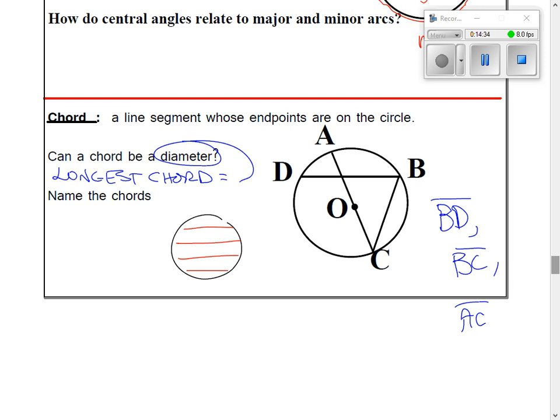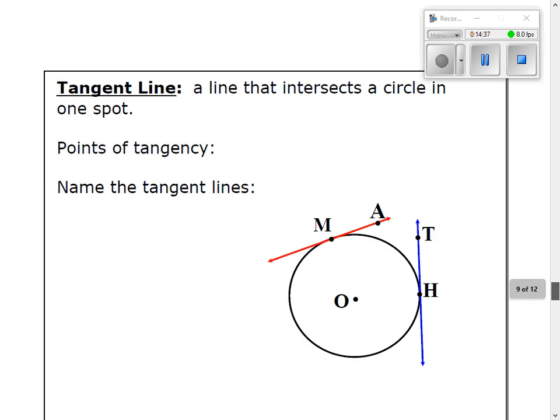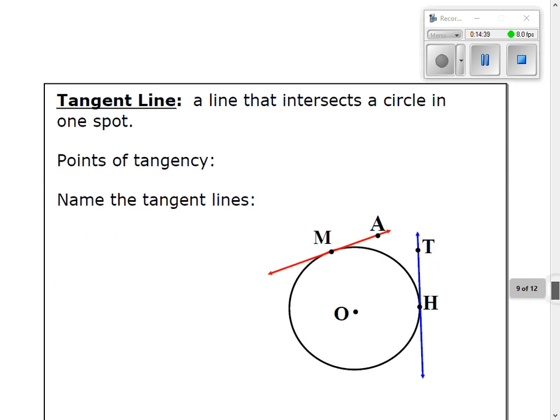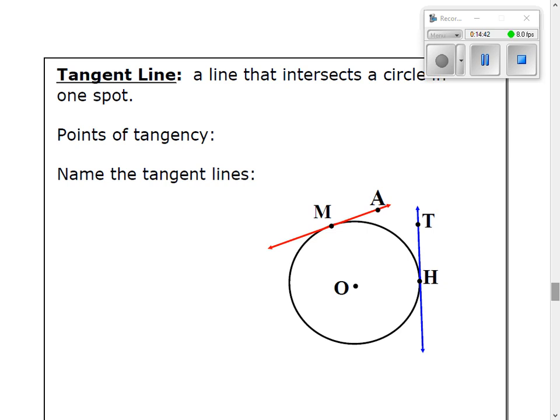Cool. Okay, let's continue. I think our last slide here is coming up. Okay, a tangent line is a line that intersects a circle at only one spot. So it only touches at one spot. The points of tangency up here are going to be point M and point H. Okay, name the tangent lines. Well, I'd call one of them MA. What would be wrong with calling the other one TH labeled like this? That's not a tangent line.